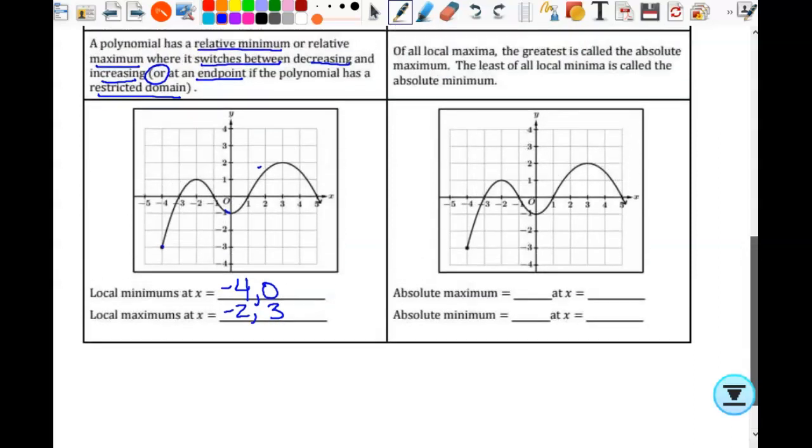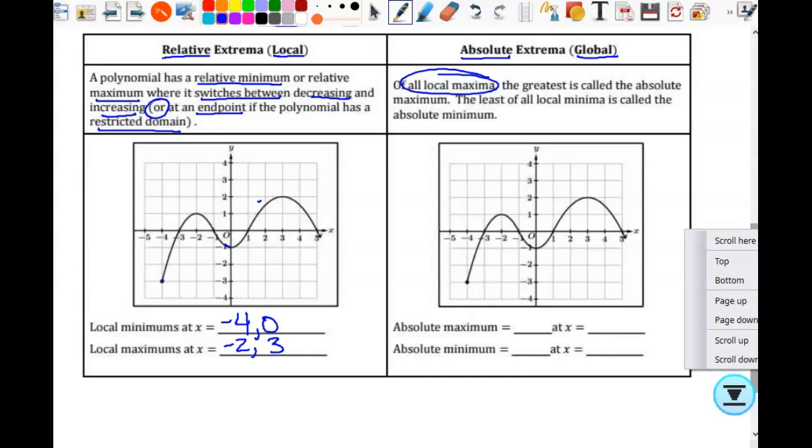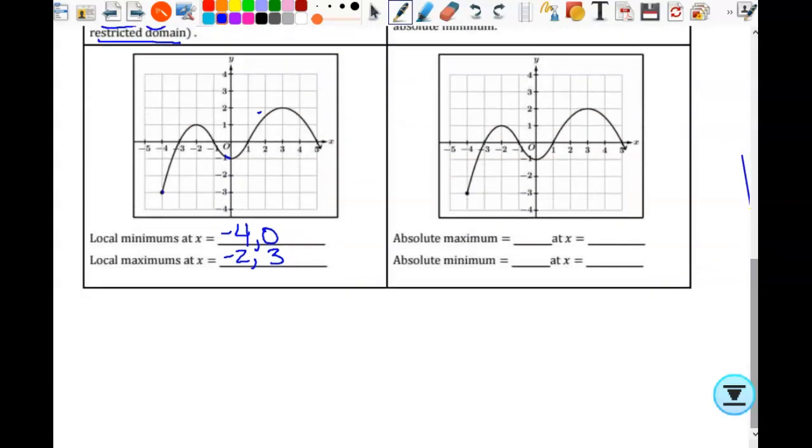Then we have absolute extrema or global. So I can have an absolute max or min or a global max or min, exact same thing, just two different words. So of all local maxima, so if you are going to be an absolute or a global, you have to first be a local, okay? And then you get to be a special local. And so the highest of all maxima or all local maxima is the absolute, and the lowest of all local min is, again, the absolute minimum.